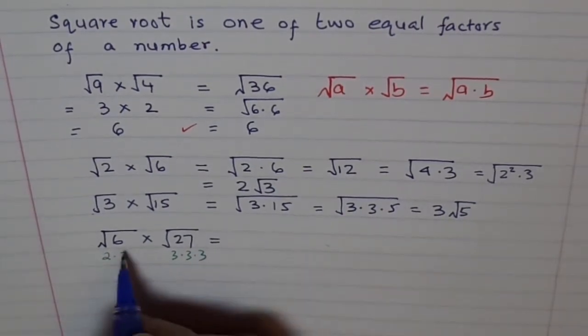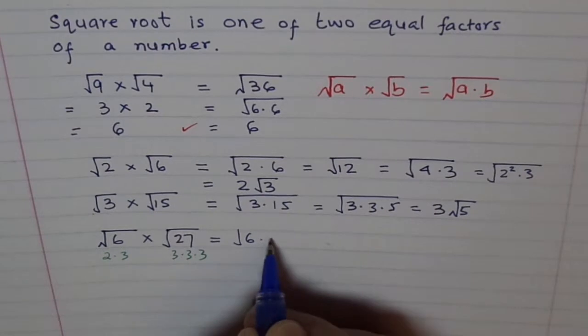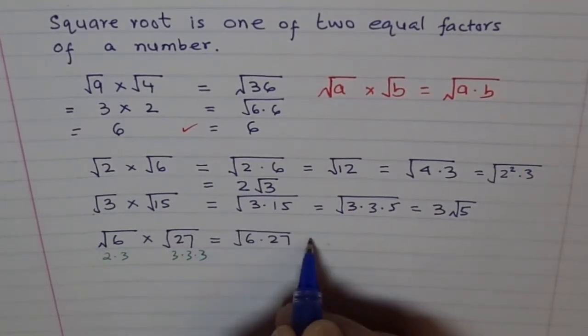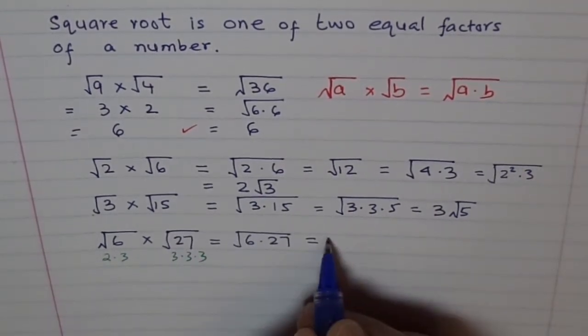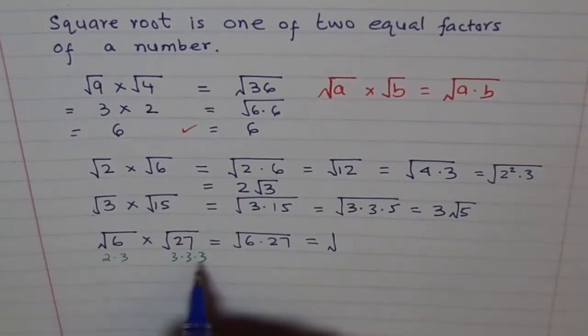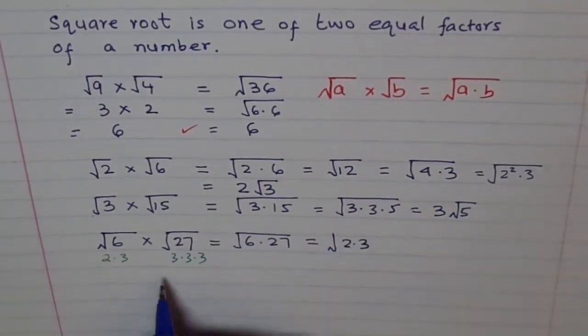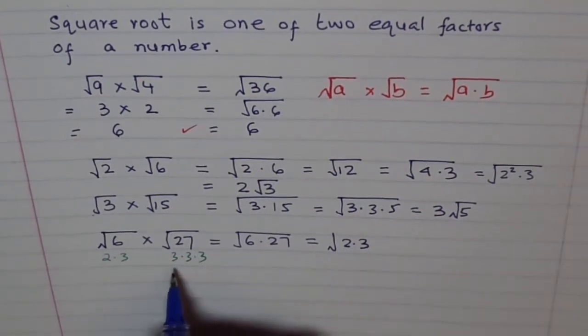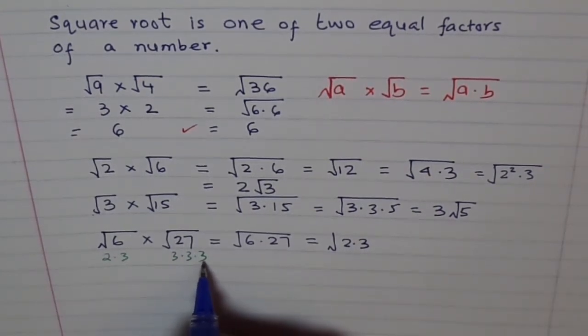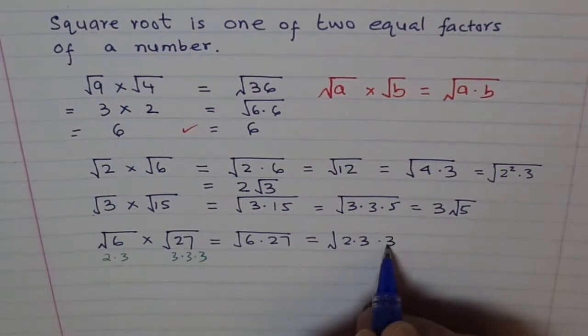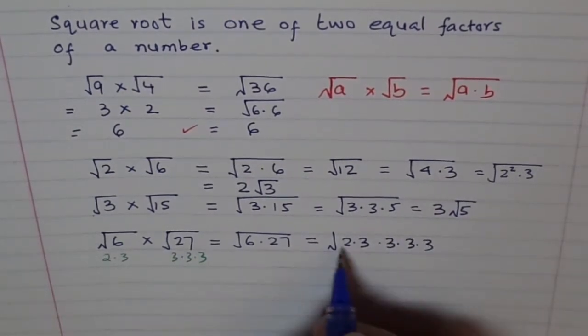So I can write this as square root of 6 times 27, and we know they are factors. So let me now write these factors. Instead of 6, I will write 2 times 3, and instead of 27, I will write 3 times 3, 9, 9 times 3, 27. So I'll write 3 times 3 times 3, correct?